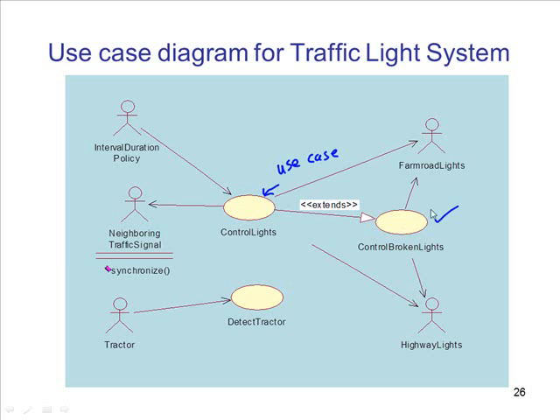So you can think of this as a general case. And this is going to be a special case. So this type of diagram represents inheritance when we talk about object-oriented programming. Okay? So inheritance has to do with, if you think about the parent use case as this one, then this one is just going to be a special case of this. Okay? So it's generalization. It's a very powerful concept in object-oriented programming.